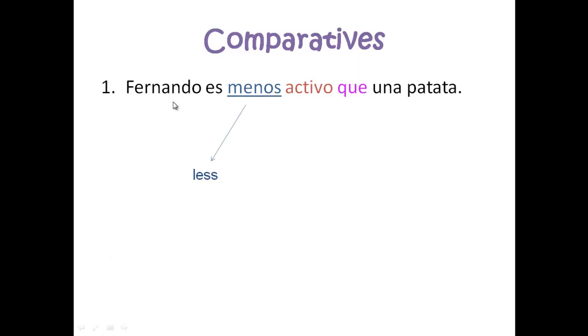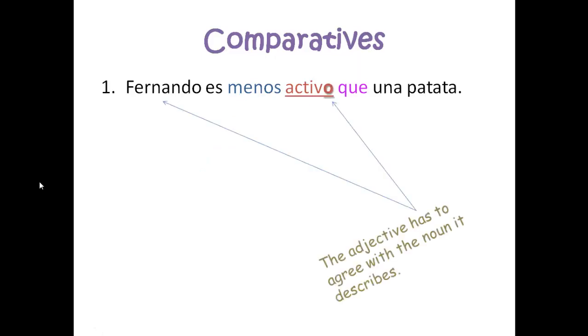Let's have a look. Fernando es is fairly obvious. That's Fernando is. Menos means less. Remember, we're trying to say Fernando is less active than a potato. Activo is our adjective. And remember, your adjective has to agree with the noun it describes. Because Fernando refers to a single male, as in there's only one of him, our adjective has to reflect the gender of Fernando, so it's O, and it has to reflect the number of Fernandos. In this case, there's 1, so there's no S on the end. Okay? Hopefully that's super crystal clear.